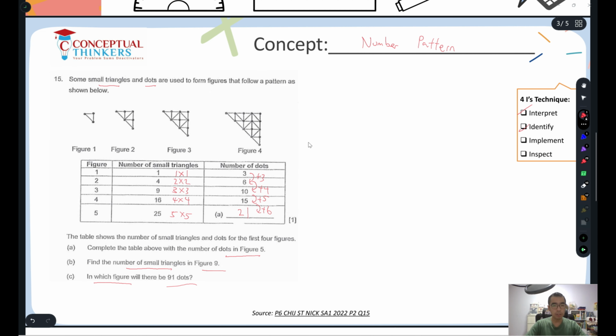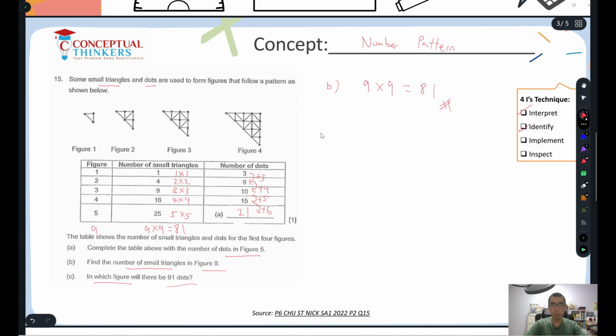So now let's focus on part B. Now they want us to do figure 9, right? Since we know that the number of triangles depends on the figure number multiplied by the figure number, for part B, we can just take 9 times 9. So the answer will be 81. The reason is that when you look at figure 9, in order to get the number of small triangles, we just need to take 9 times 9. Okay, so that's how we get 81.